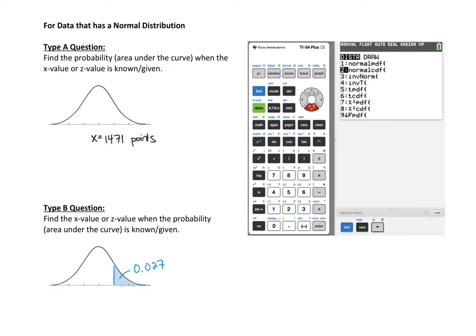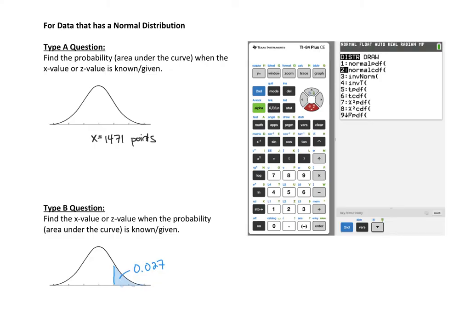So anytime that you have data that has a normal distribution, you're most likely going to be answering two types of questions. So I'm going to break them down into type A questions versus type B questions. A type A question would be a question where you're trying to figure out the probability. So you're trying to find the area under the curve when the x value or the z value is given to you or it's known.